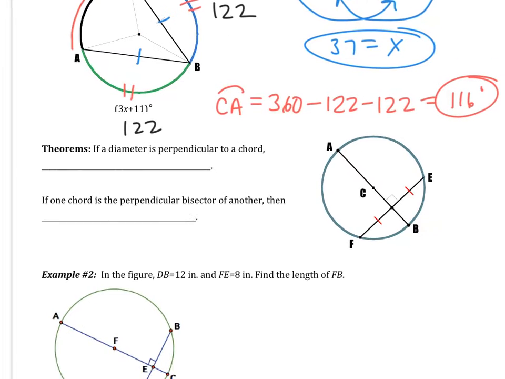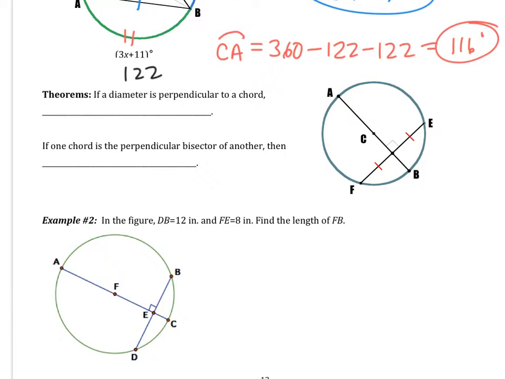All right? Next theorem. If a diameter is perpendicular to a chord, okay, notice that AB is passing through C, it's passing through the center. That means that AB is the diameter. FE is the chord, okay? If a diameter is perpendicular to the chord, it bisects the chord.